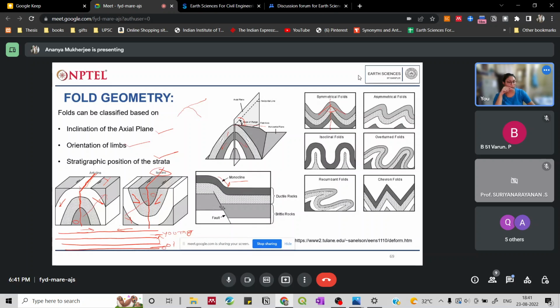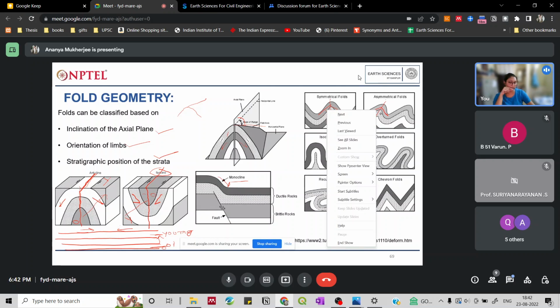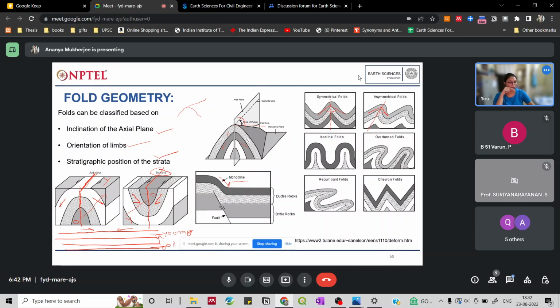Now in asymmetrical folds, we can see very easily that the axial plane is inclined. And the angles made by the limbs are unequal. One limb is, suppose, say 30 and the other one would be 40. So it is called asymmetrical folds.